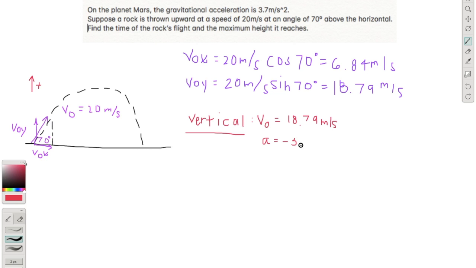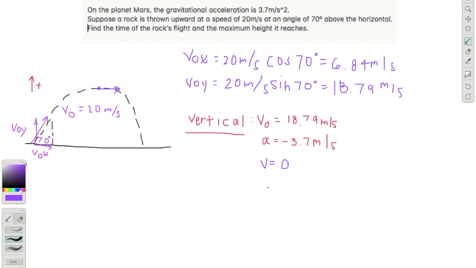Be careful here because the acceleration is not going to be negative 9.8. That's because we have a listed acceleration of 3.7 meters per second squared, and it's negative because it is going down. Now, the vertical velocity from the bottom to the start of the peak, indicated by the purple arrow, is going to be 0 at the peak.